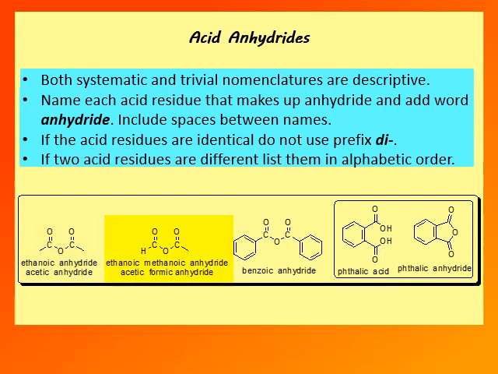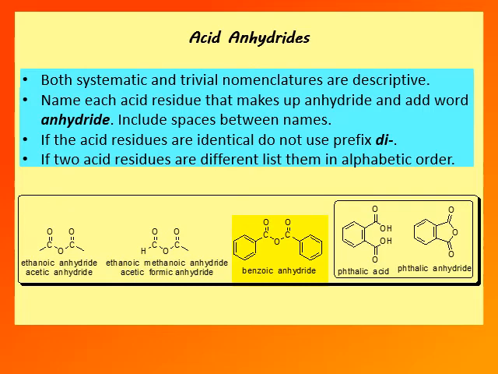Next anhydride is so-called mixed anhydride. It's composed of 2 different acid residues. Using systematic nomenclature, we have 2 carbon and 1 carbon acid residues, so that would be ethanoic and methanoic acids, so ethanoic methanoic anhydride. Using trivial nomenclature, this would be acetic formic anhydride.